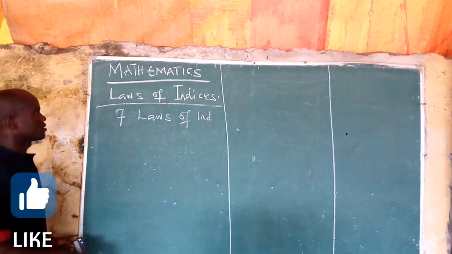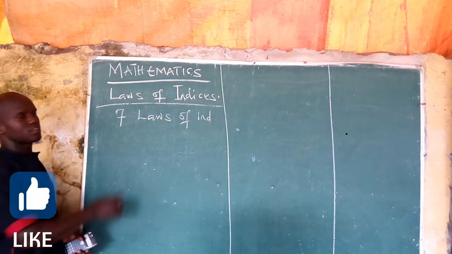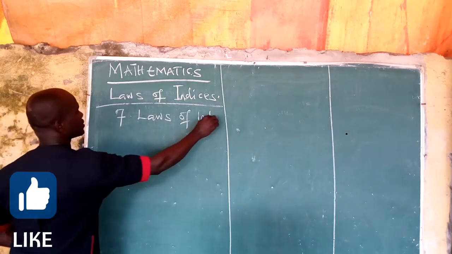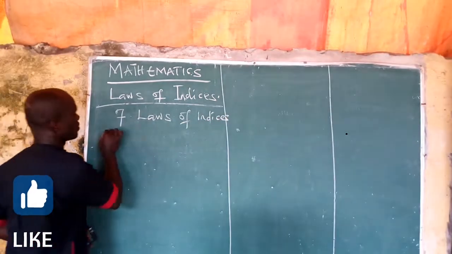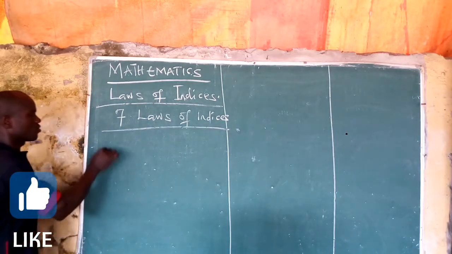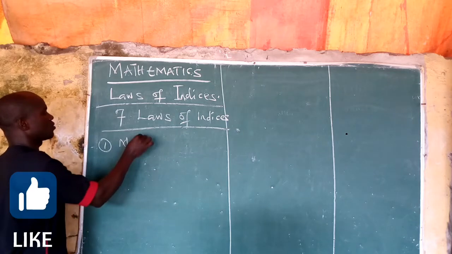Today we shall be looking at laws of indices. Basically, we have 7 laws of indices. The first law is called the multiplication law.